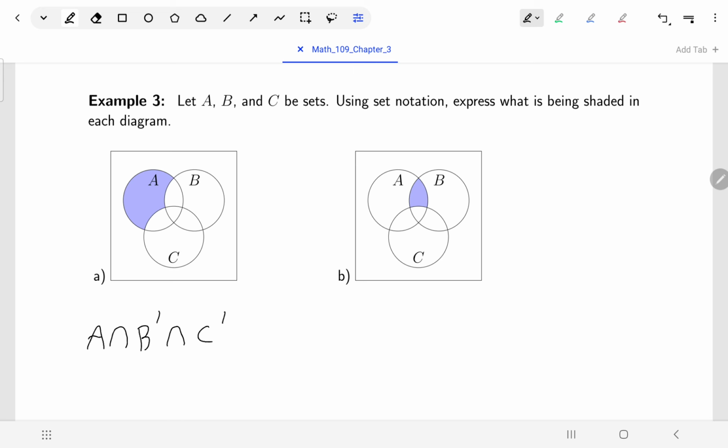And I can do the same thing for the second one, which again, it's only one little shaded region. I could say, well, this is the parts that are inside of A, and at the same time, the shaded region is inside of B, and at the same time, what we've shaded is not inside of C. So I would say this is A intersect B intersect C complement.